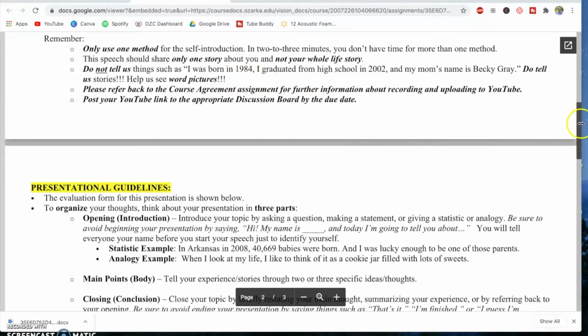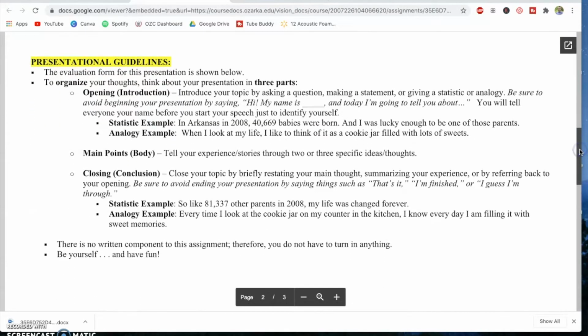Okay. Now, it gives you the presentational guidelines. You should have a clear introduction, a body, and a conclusion. Okay? Now, make sure you read this really closely. I don't want you to start with, hi, my name is, and I'm going to tell you about, it needs to be something a little bit more interesting than that. Don't finish your presentation by saying things such as, that's it, I'm finished, I guess I'm through. Have a clear conclusion. Alright? Now, you don't have to turn in an outline or anything. This is just a speech. You're getting graded on the speech.